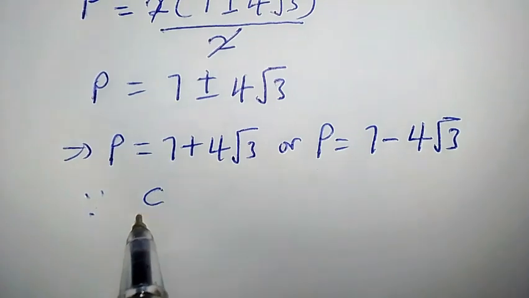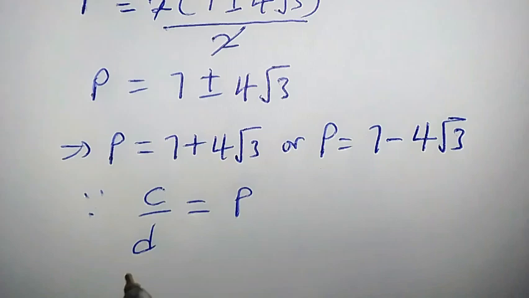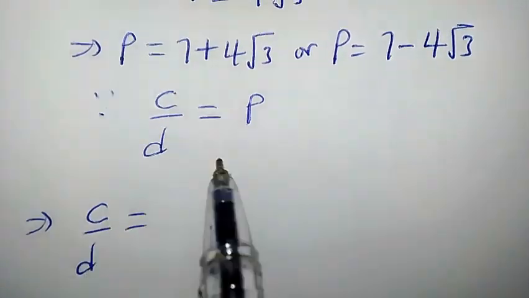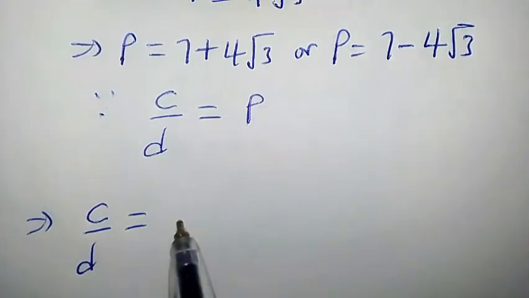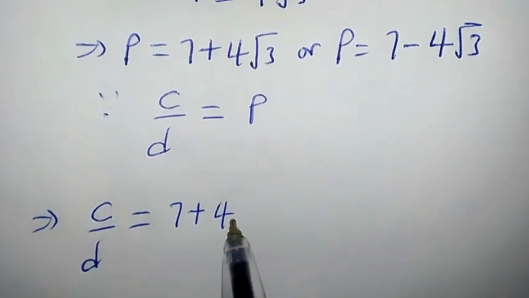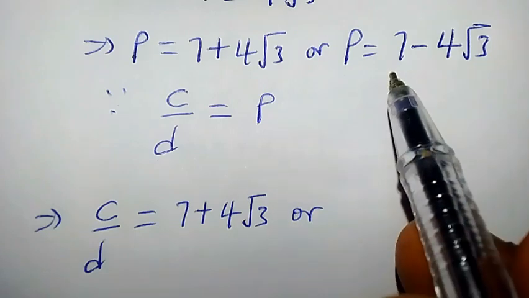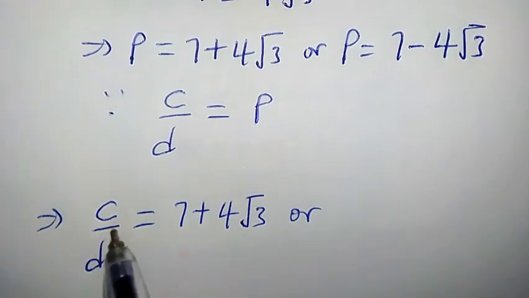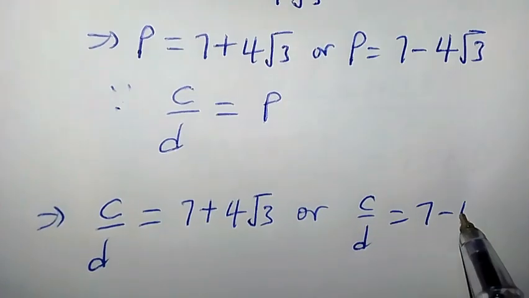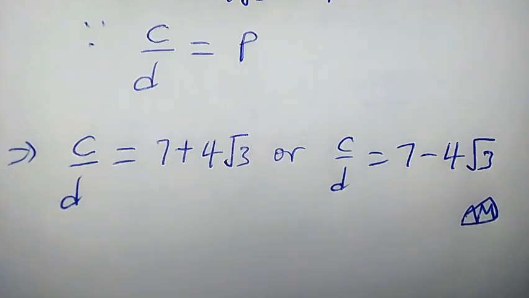Since C over D is equal to P, this comes from our assumption. This implies that when P is equal to 7 plus 4 root 3, our C over D is also 7 plus 4 times square root of 3. Similarly, when P is equal to 7 minus 4 root 3, our C over D is equal to 7 minus 4 times square root of 3. This is the required solution for this beautiful equation.